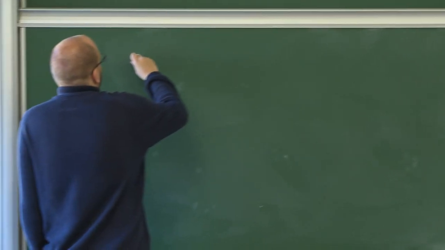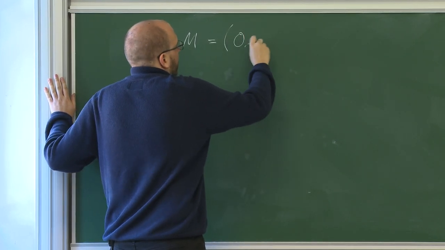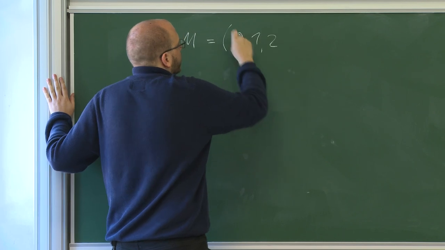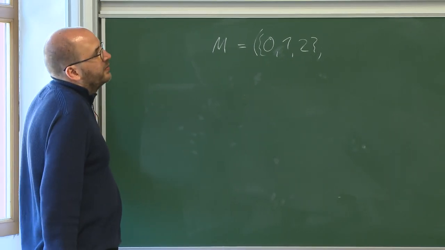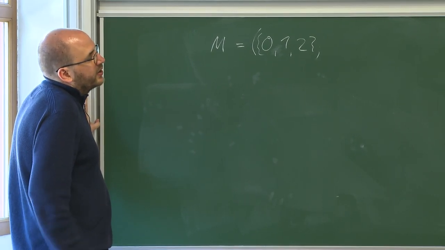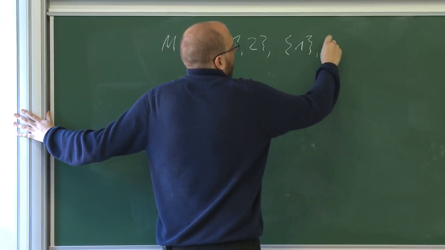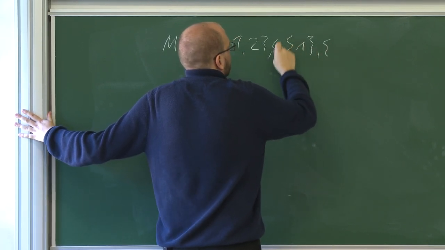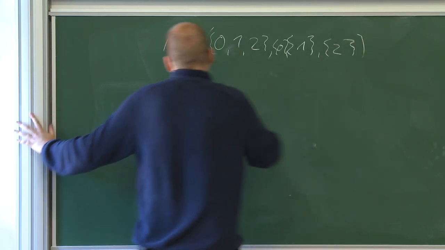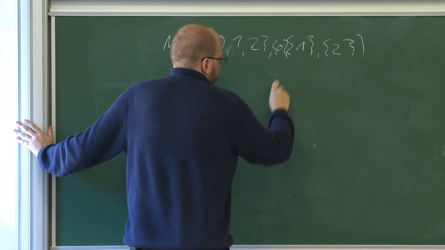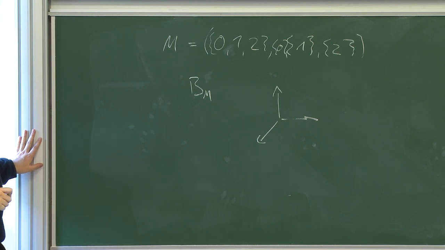So, for instance, if my matroid is the numbers from 0 to 2, then I have to give you a subset of the power set. I don't have to give you the empty set and the total set, so let me just give you 0, 1, and 2, something boring. Then B of M is just a one-dimensional fan in R2. Okay? That's it.